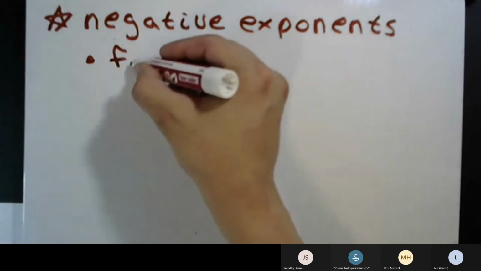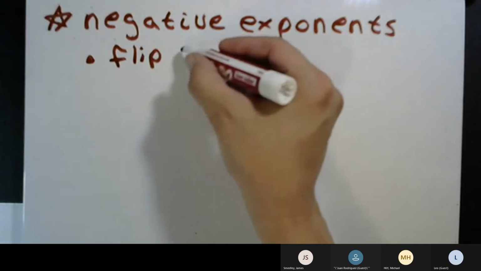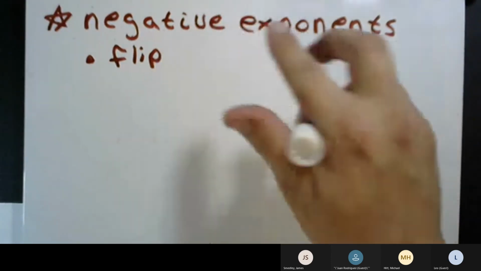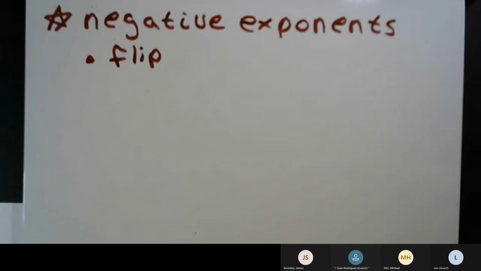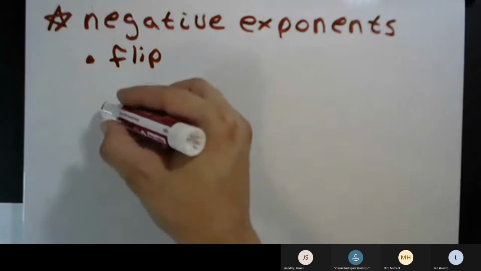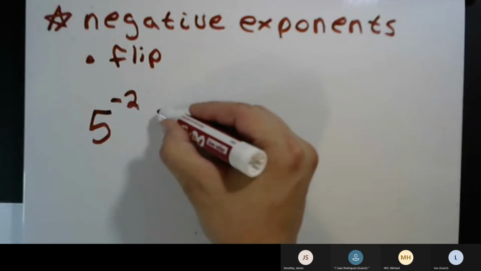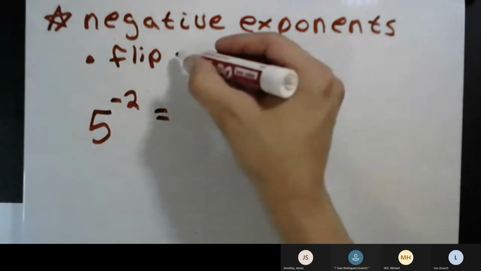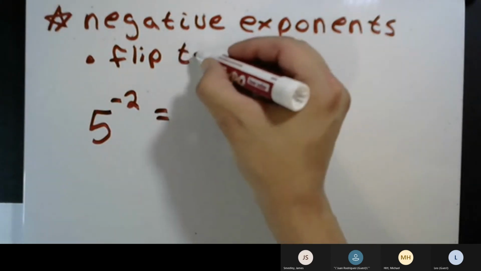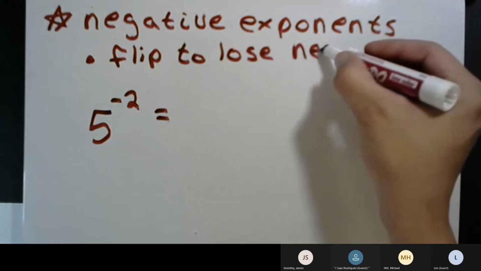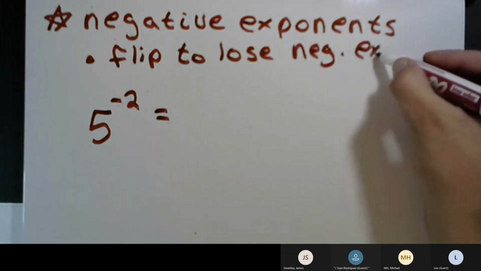What this means is flip everything. Well, I want to be careful saying everything. I'm just going to say flip. So what it says is this. If you have 5 to the -2, I'm going to say flip to lose the negative exponent.